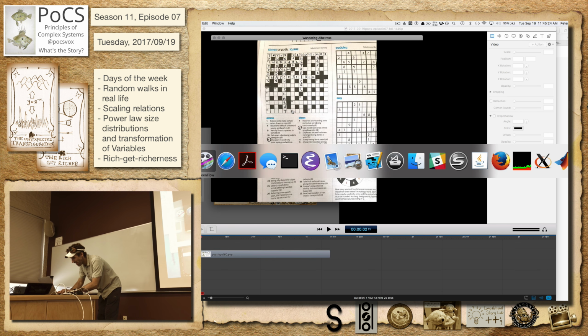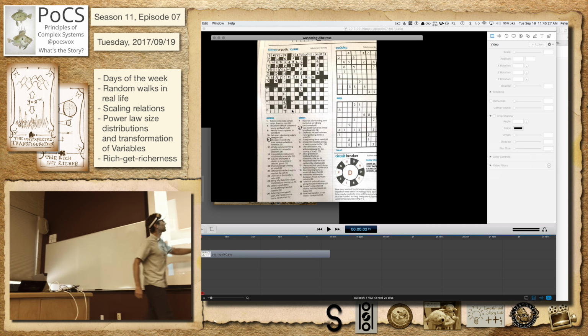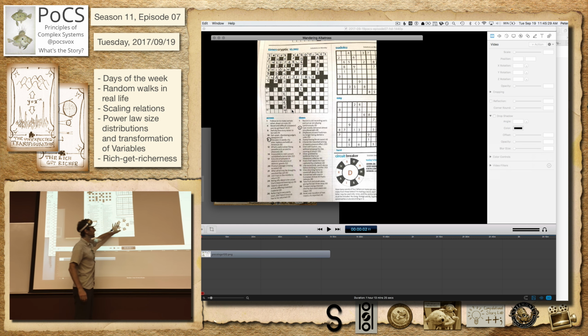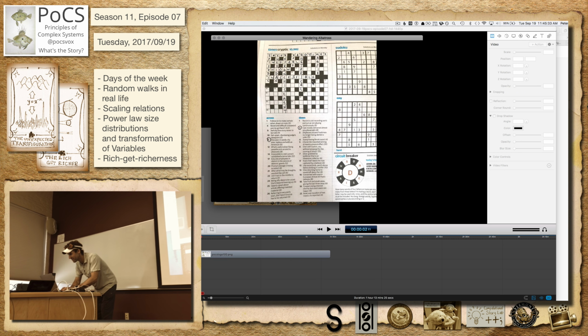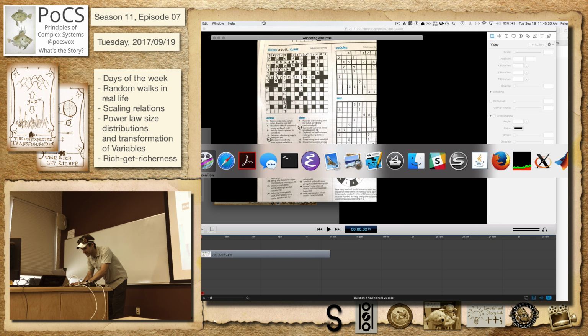Okay. Oh, and I always like these things too. Find as many words as you can. All right. Australians do like word games, actually. I think this is actually true.